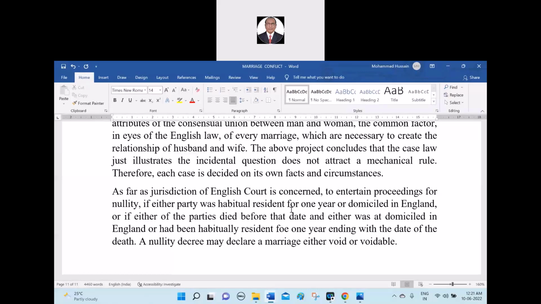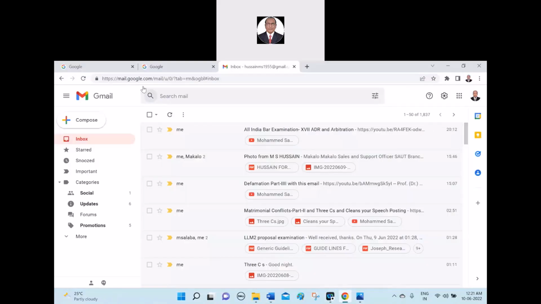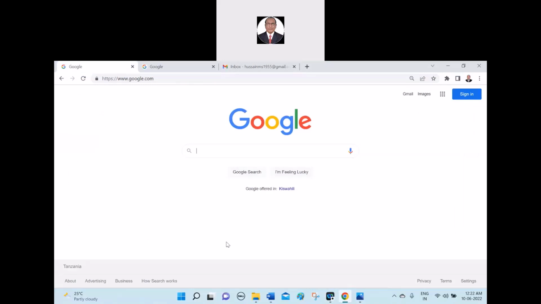But still we do have 5 to 10 minutes, so if you want to see the syllabus, I will show you: contemporary issues of private international law of obligations. What did you understand by the law of obligations here? What did you understand with the law of obligation here? If you know it, you give me the answer. If you don't know it, you say pass on.